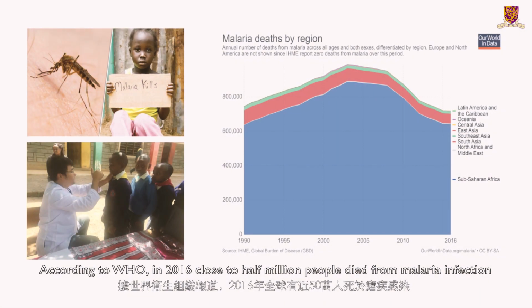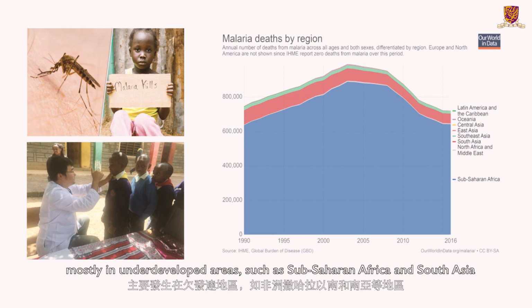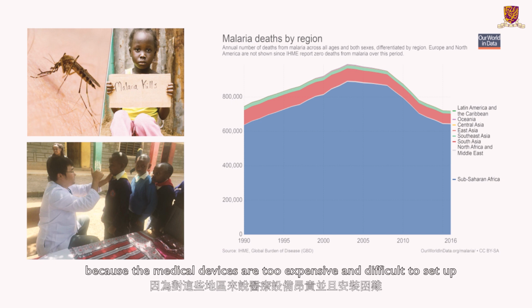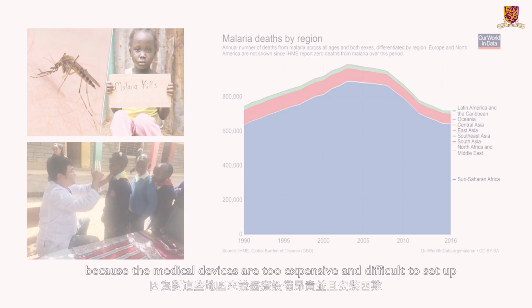According to WHO, in 2016, close to 500,000 people died from malaria infection, mostly in underdeveloped areas such as Sub-Saharan Africa and South Asia. However, medical diagnosing devices are not widely available in those areas because the medical devices are too expensive and difficult to set up.